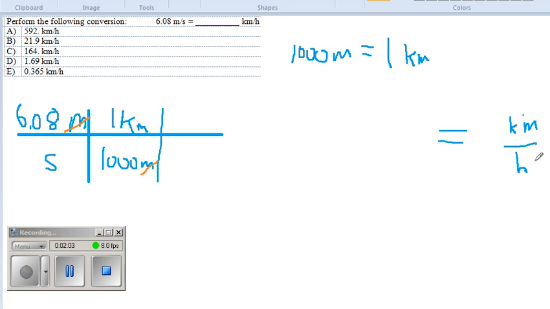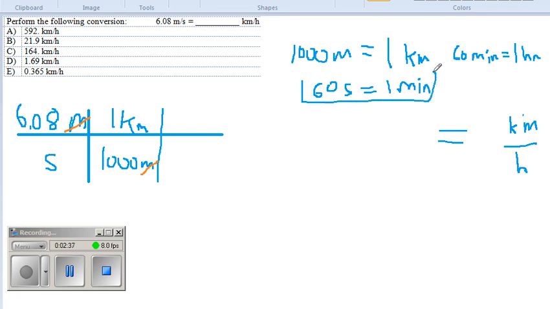We don't want kilometers per second. We want kilometers per hour. So in a sense, the length is done. We have kilometers. We want kilometers. We're done with that. But the seconds are not done. We want to get those to hours. So we know a few things about time. We know that there are 60 seconds in a minute. And we also know that there are 60 minutes in 1 hour. So we can turn both of these equivalent statements into conversion factors.